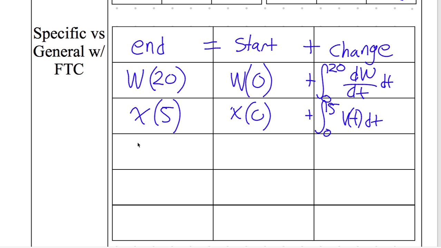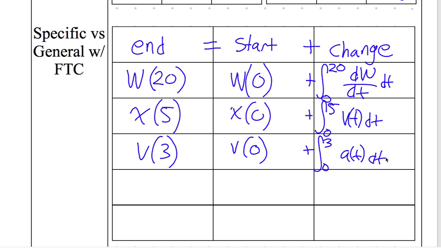So let's say I want to find velocity of some function, velocity of 3. Let's say that we're still starting at time equals 0, so nothing new in this column. Still the velocity at 0. And then someone regurgitate to me what I just said. 0 to 3 of a of t dt. Yep. You always go up a derivative when you're using the fundamental theorem of calculus. So far, so good? Okay. So far, this is all review.